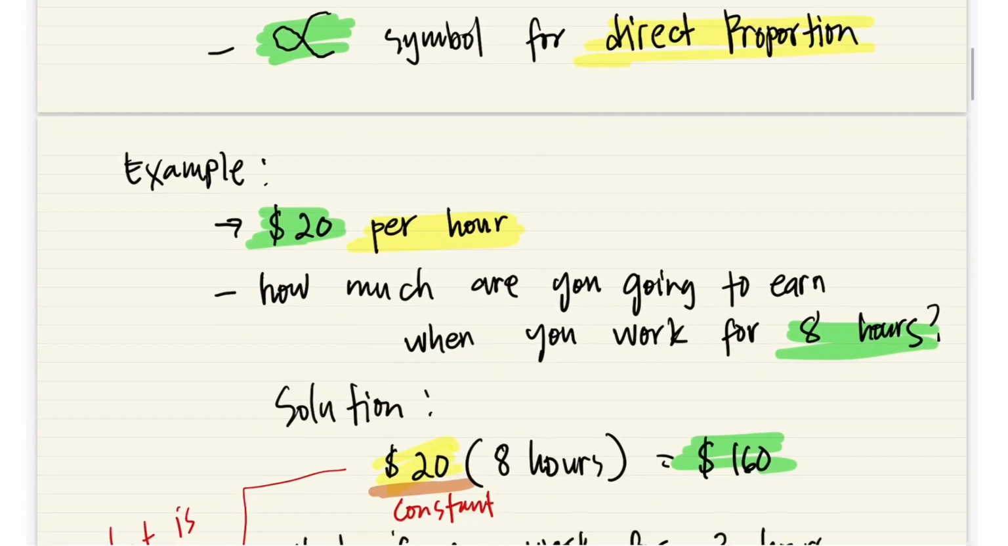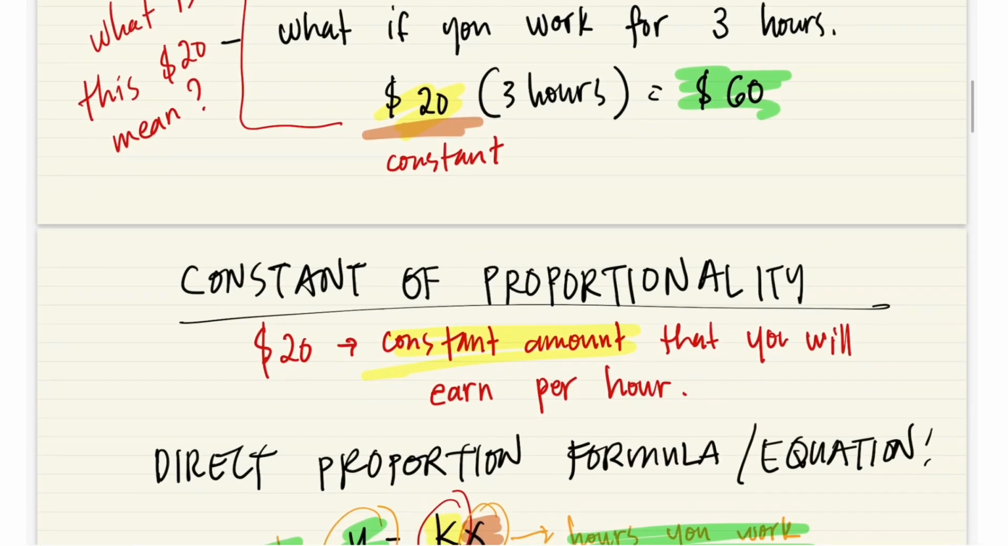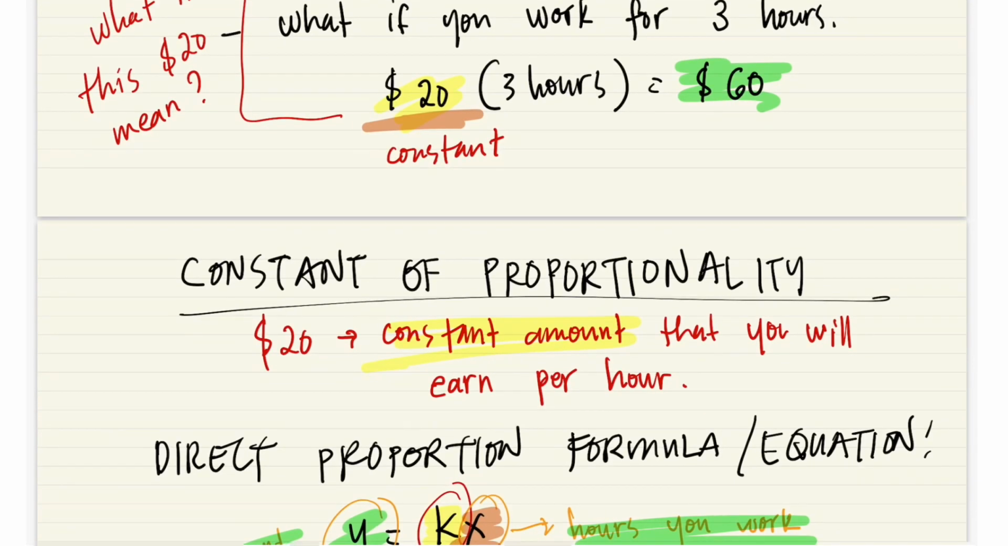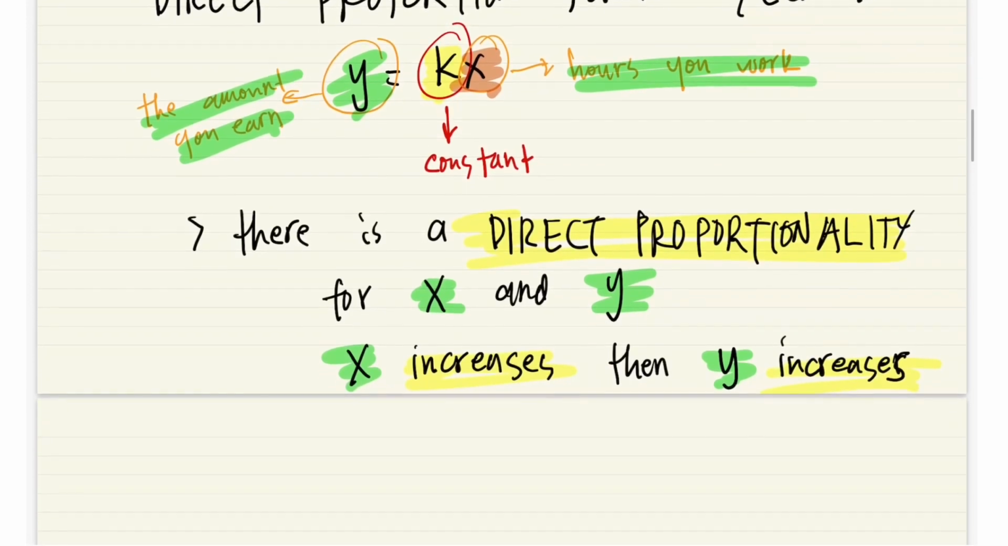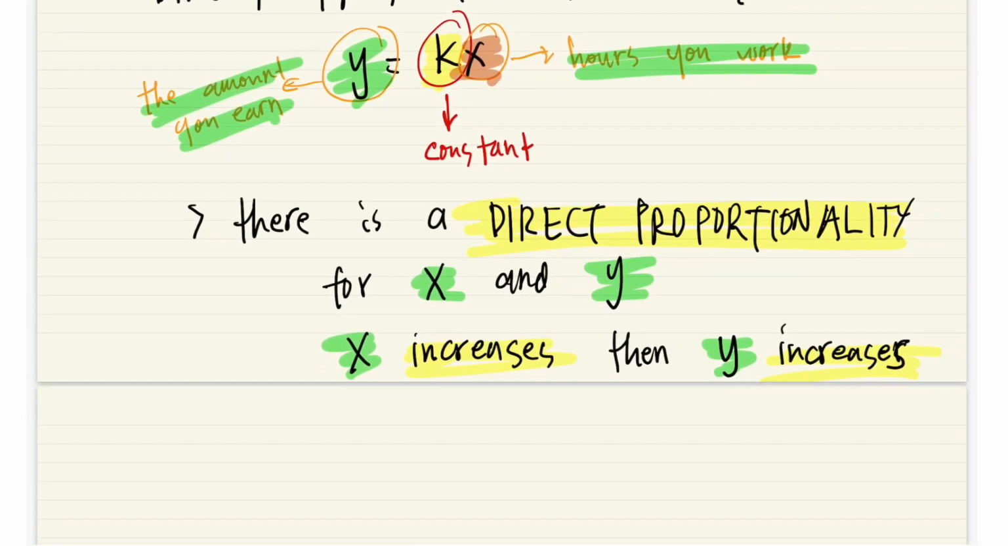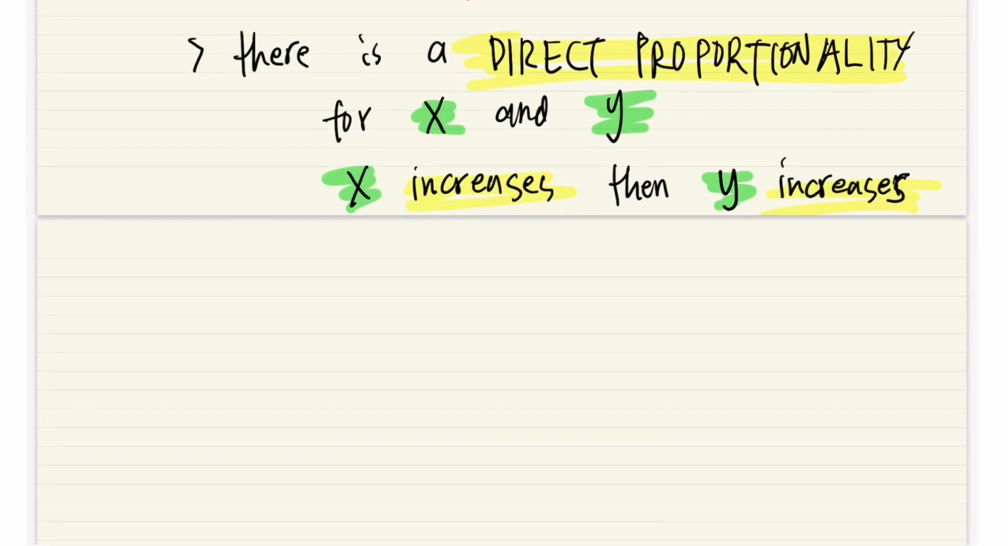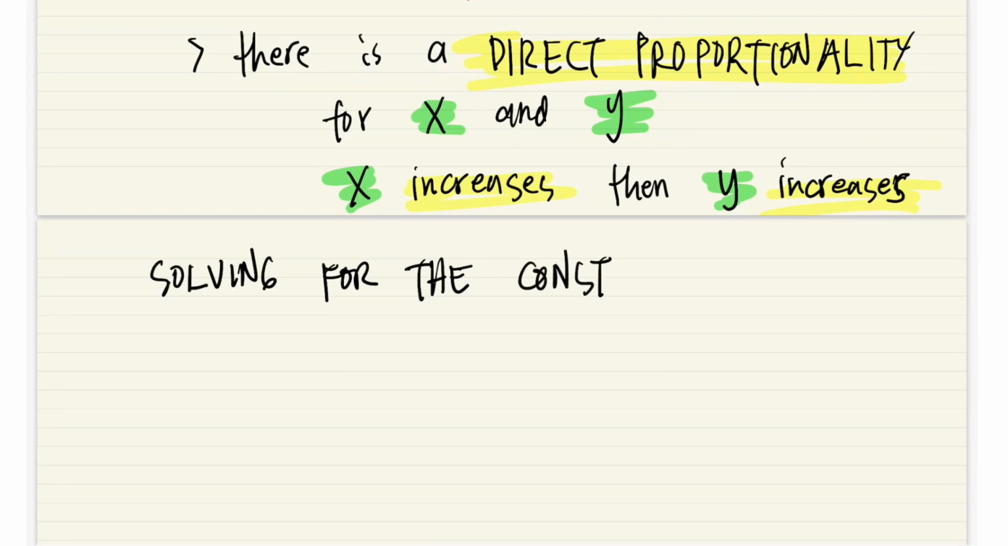Don't forget the symbol for that, and don't forget there is always a constant value that you use when you do direct proportion, and even in inverse proportion. All right. There are also cases that you are trying to find the constant, solving for the constant.